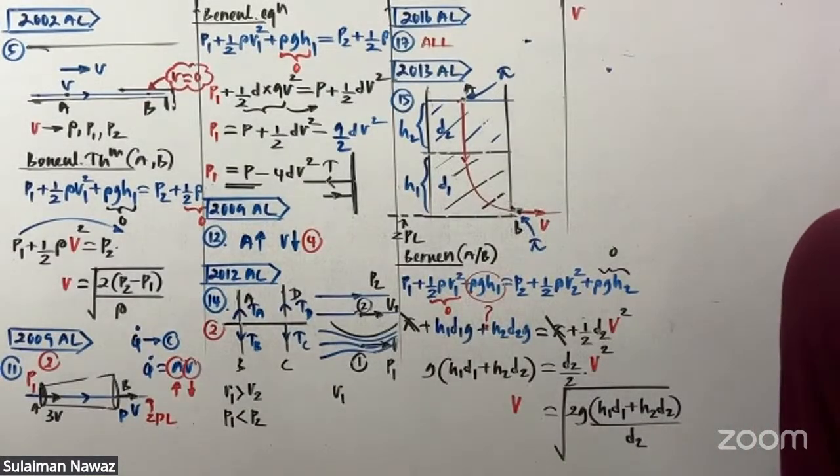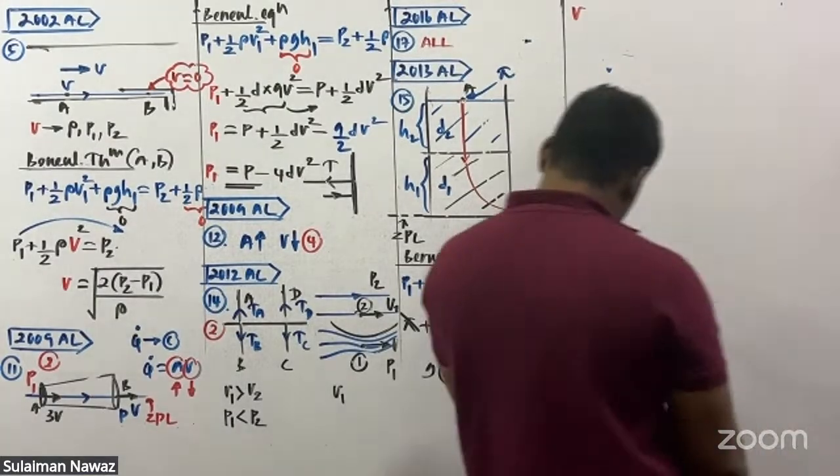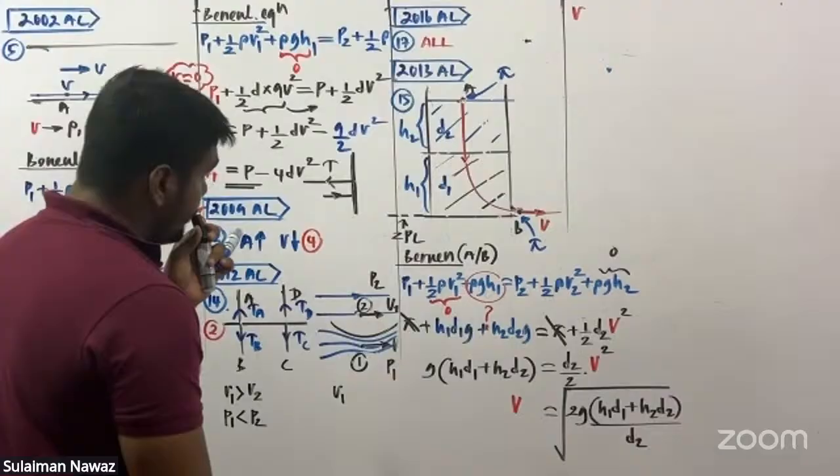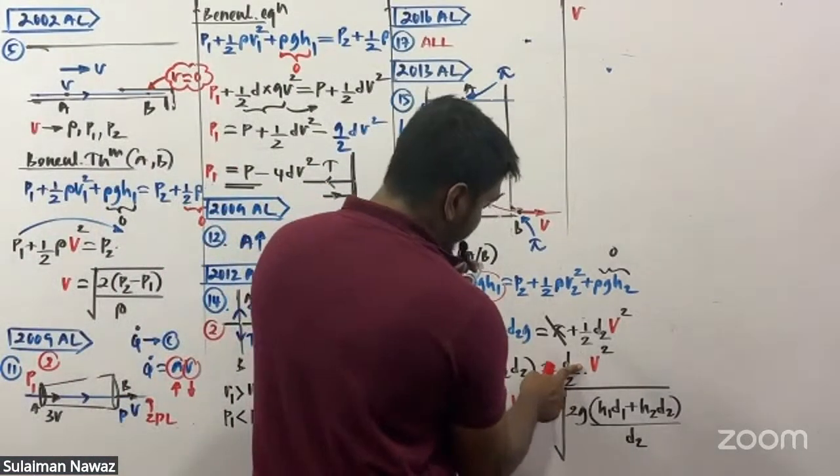Right. Give me a second. What is the mistake? The mistake. Half D1. D1 square. D1. Yes, that's the problem. My bad. Okay, it's D1.